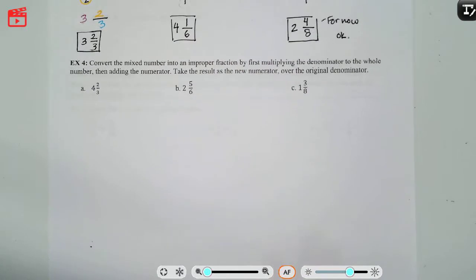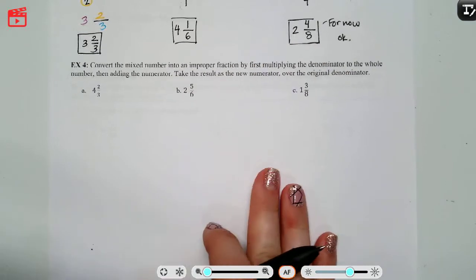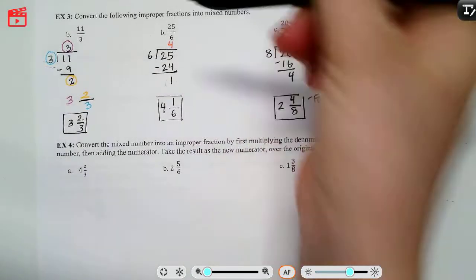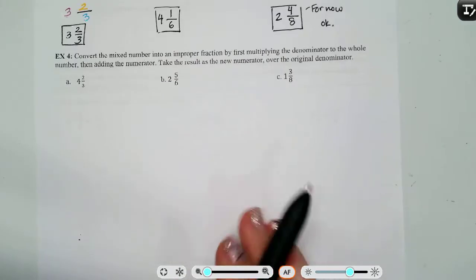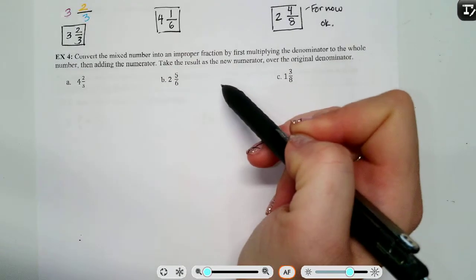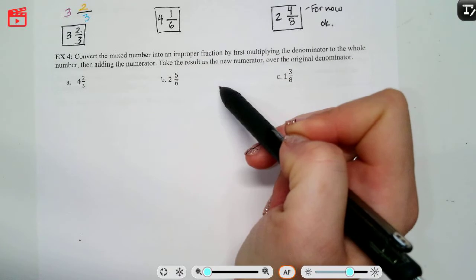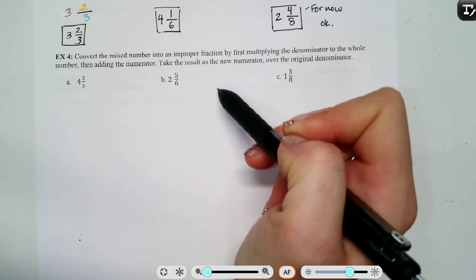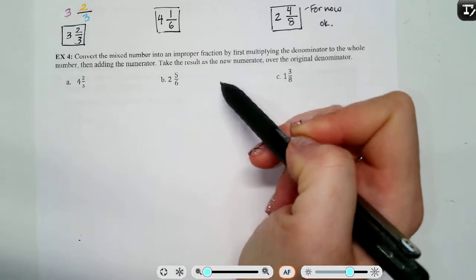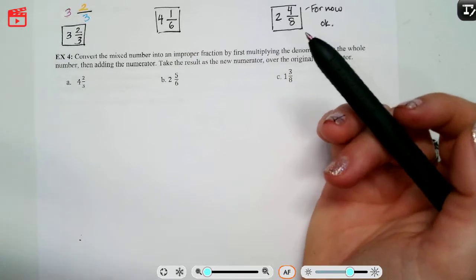All right, so we're going to do the exact opposite now. So for example 4, we're going to convert from the mixed number into an improper fraction. So we're going to go the exact opposite way. So how do we do this? First, you multiply the denominator to the whole number, and then you add that value to the numerator. Okay, and then we take that result as the new numerator over the original denominator.